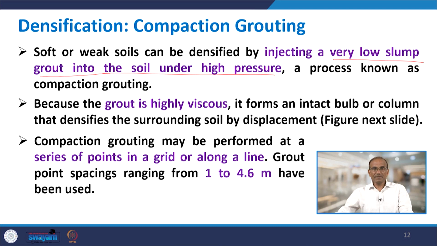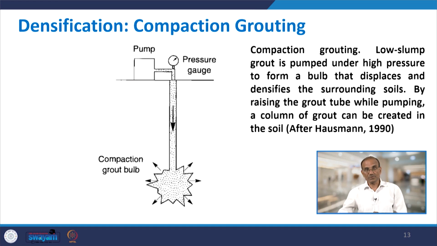Compaction grouting may be performed at a series of points in a grid or along a line. Grout point spacings ranging from 1 to 4.6 meters have been used. So, these are the range of spacings, meaning at what spacings you inject the grout inside the soil. So, this is the typical feature of how compaction grouting is done.